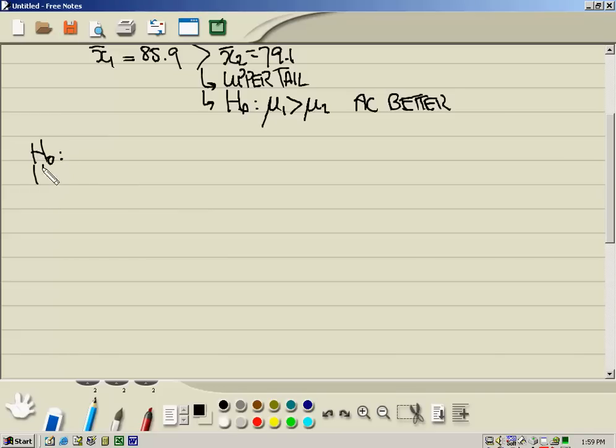Alright, so writing down both. Alternate: mu1 greater than mu2, and the null: mu1 less than or equal to mu2. As we have above, in the alternate, the accounting is better, and for the null, the accounting is not better.